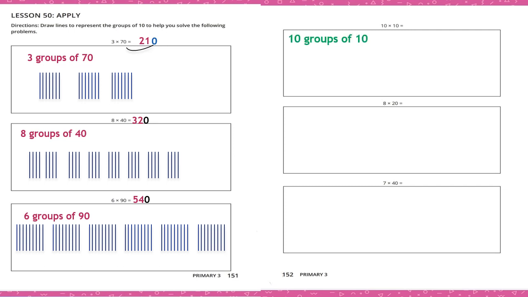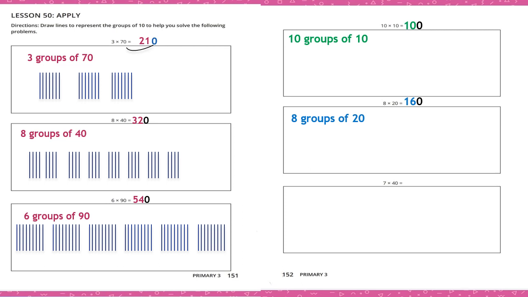Here we have 10 times 10. It means 10 groups of 10. I will take 0 out. I have 2 zeros here, so 0 in ones and 0 in tens, and 1 times 1 equals 1. The total is 100. Here, 8 times 20. I can say 8 groups of 20, but I can take this 0 from 20 outside in the ones, and 2 times 8 is 16. So the total will be 160.